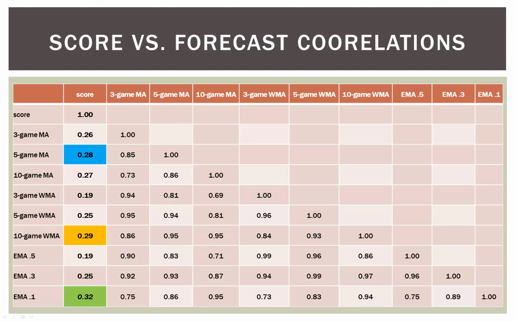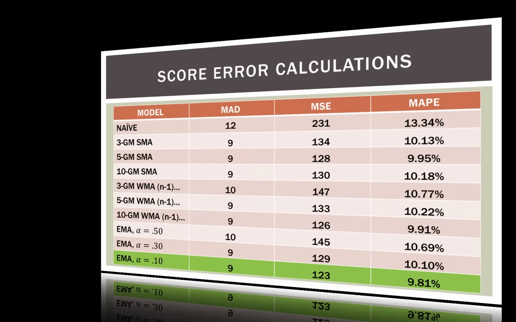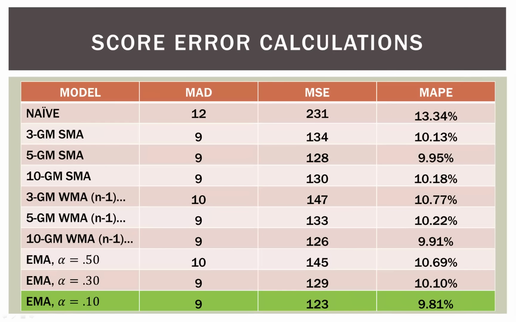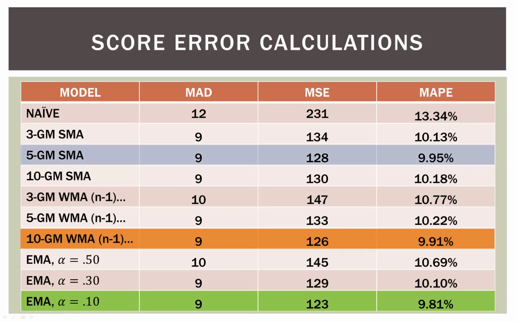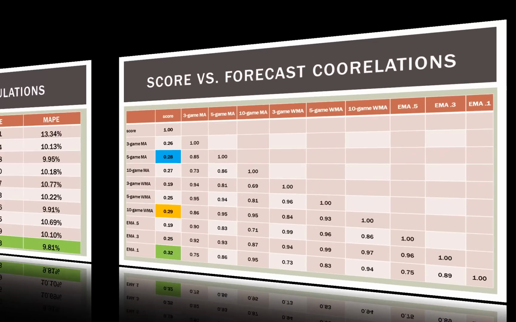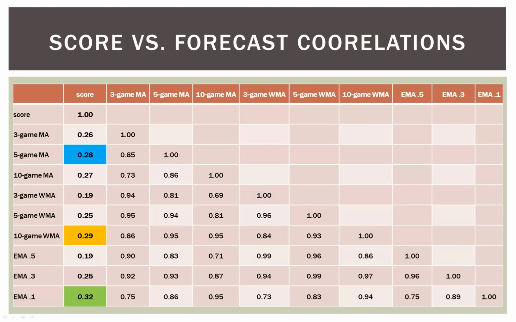If we go back to our previous slide, we will see that that 10-game weighted moving average had an MSE of 126 and a MAPE of 9.91. And the 5-game simple moving average had an MSE of 128 and a MAPE of 9.95%. And if we go back to our correlations, there they are. So we can do these correlations between our actual scores and our forecasted scores just to sort of support our conclusion of which models work the best.